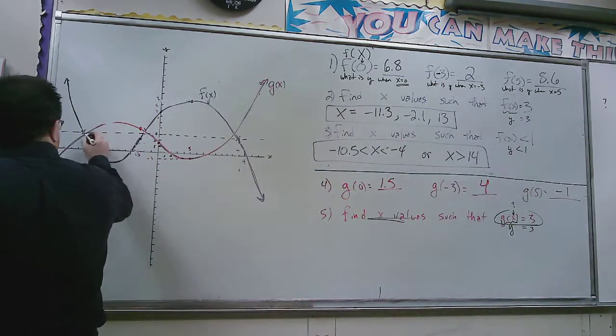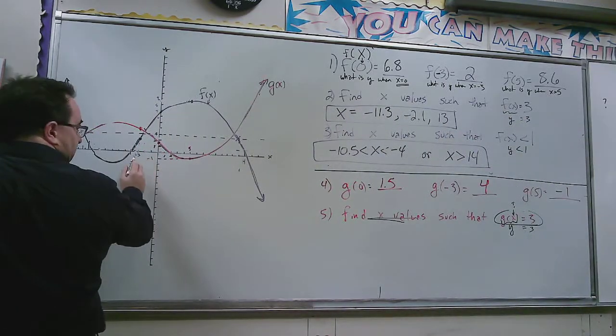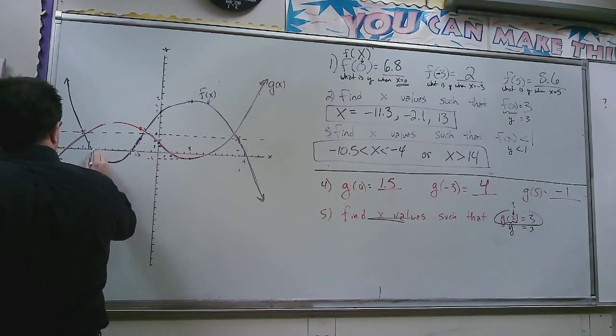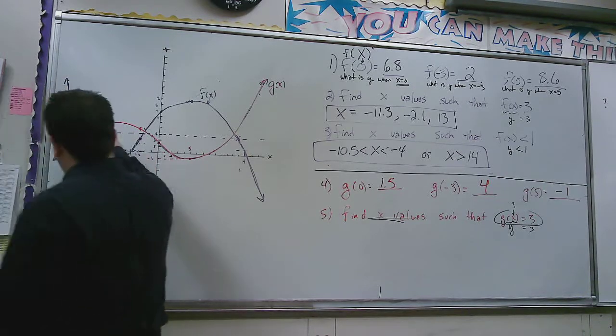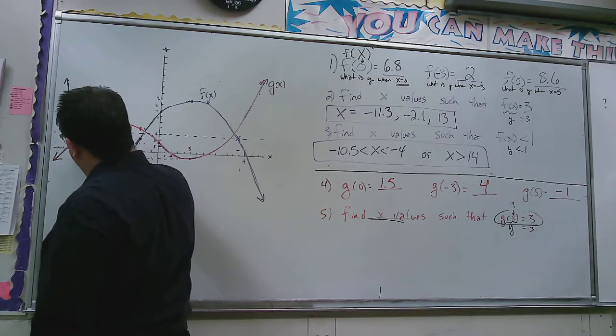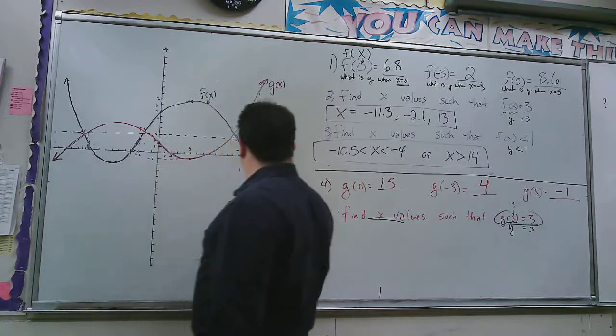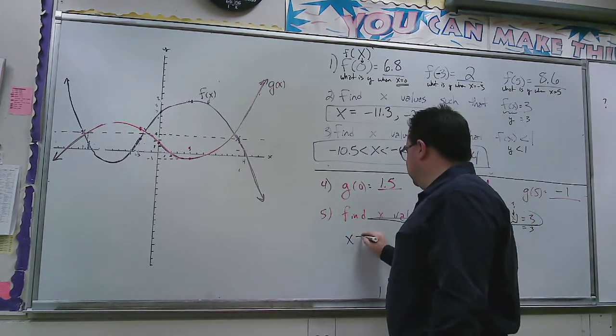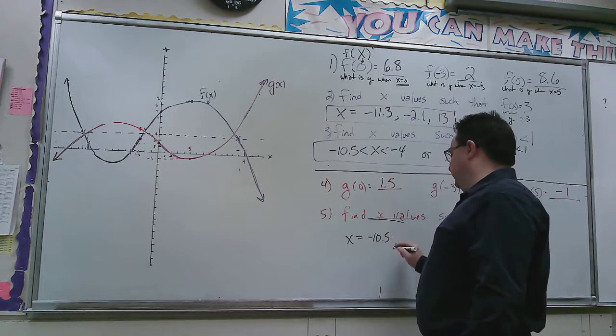Well, that would be at x value 1, 2, 3, 4, 5, 6, 7, 8, 9, 10, 11. That's right around that 10.5 mark. x equals minus 10.5.